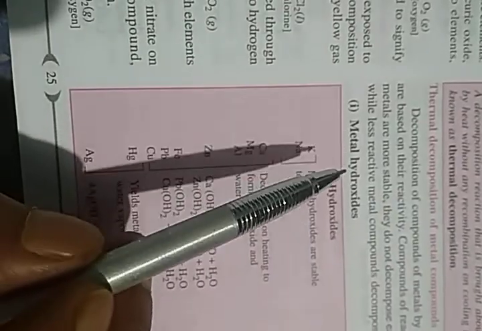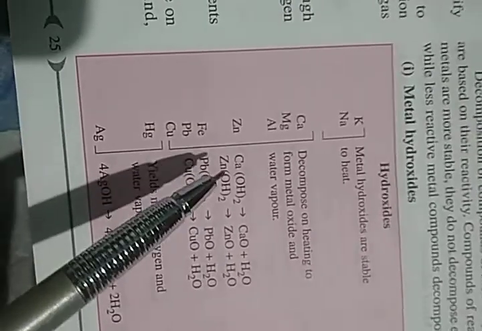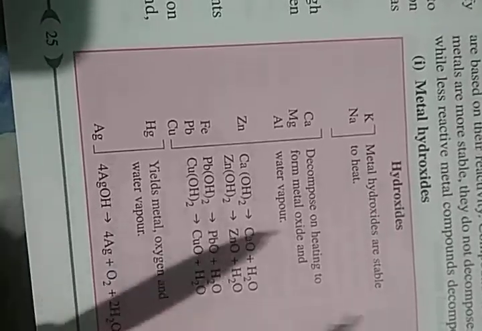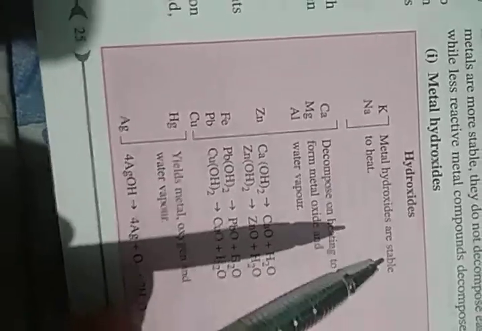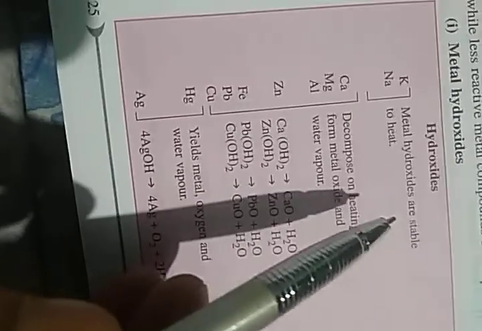So what happens when any metallic hydroxide like calcium hydroxide, potassium hydroxide, zinc or other hydroxides are heated? These things we should keep in our mind. Everywhere these things will come. When sodium hydroxide or potassium hydroxide are heated, nothing is going to happen. It will not decompose.